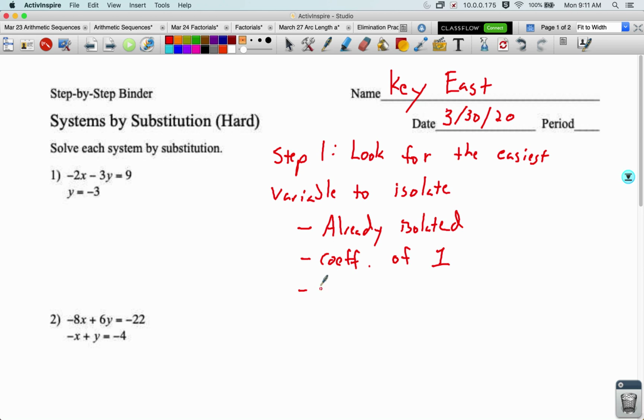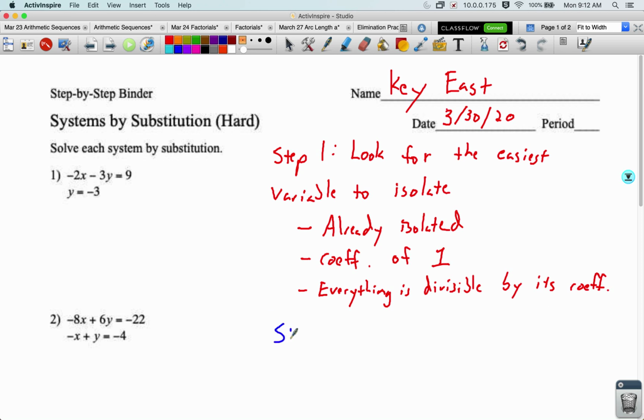Or everything is divisible by its coefficient. So maybe we don't have a coefficient of 1, but we can divide by its coefficient and we can avoid fractions that way. Sometimes you won't find a variable that meets any of these, and we'll just have to pick the smallest coefficient in that case. But if you can, look for one that's already isolated, one that already has a coefficient of 1, or one in which everything is divisible by its coefficient.